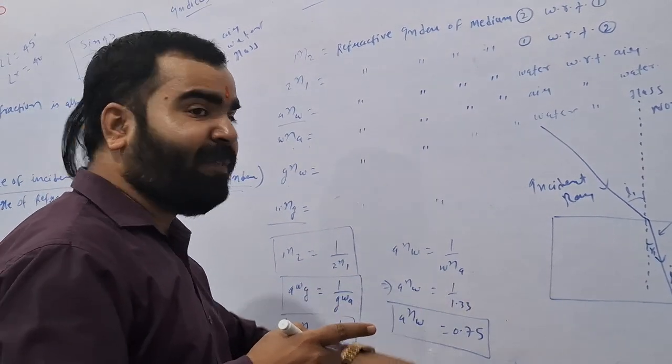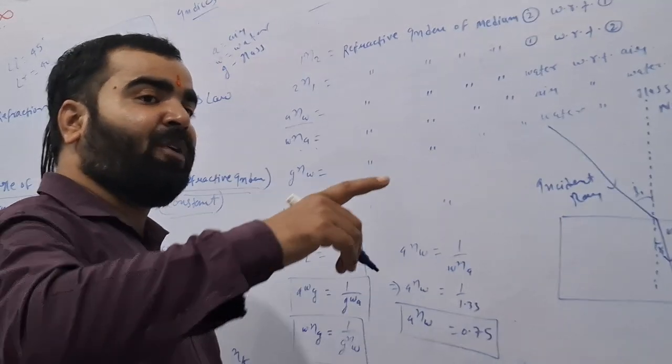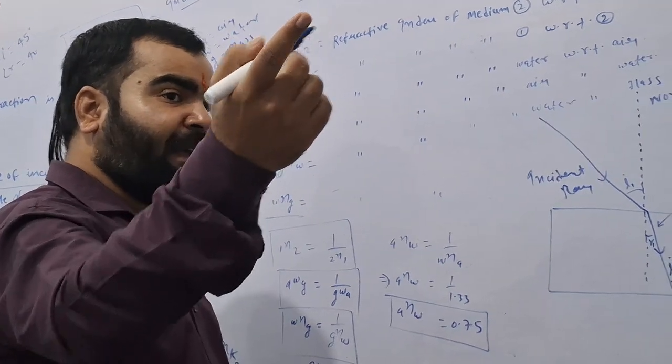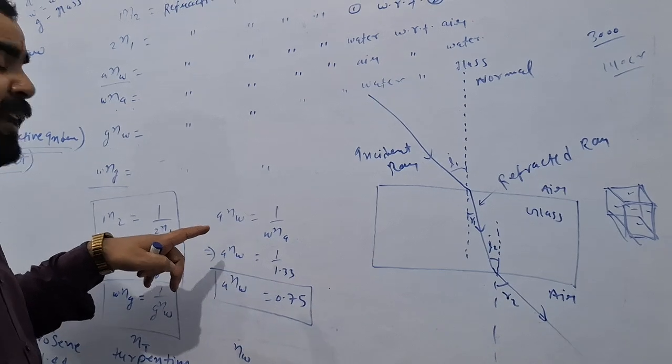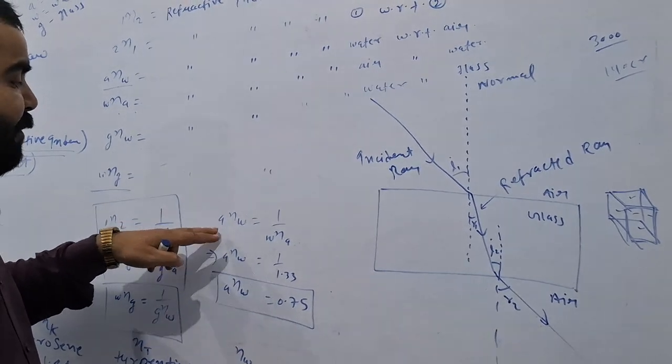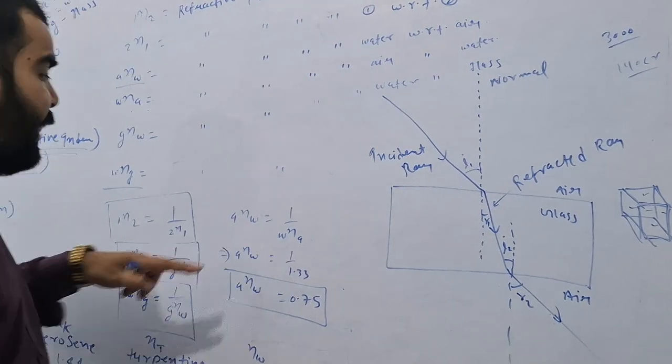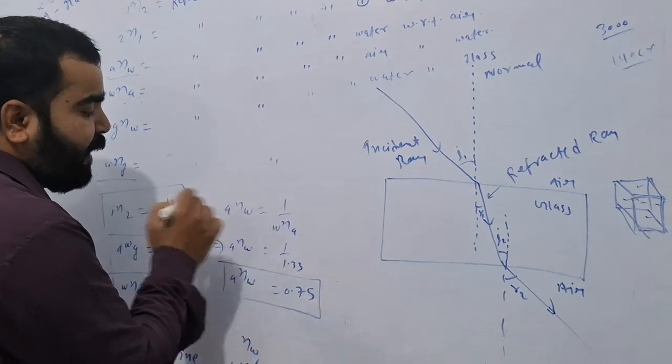Water to air was given. Yes, sir. When light is traveling from water to air, the refractive index was 1.33. So find the refractive index when light is traveling from air to water. Okay, this is the refractive index of water with respect to air.